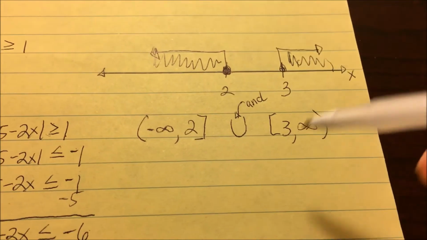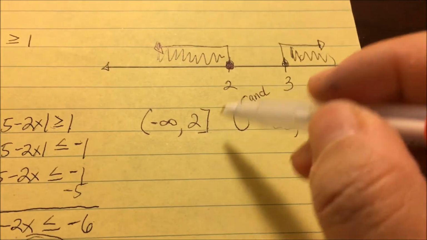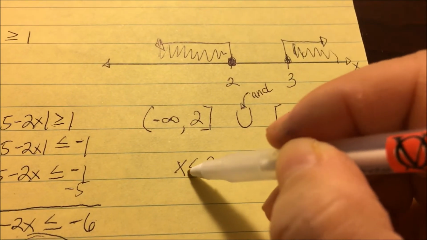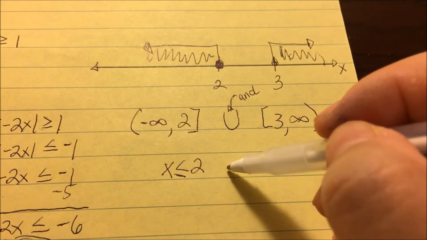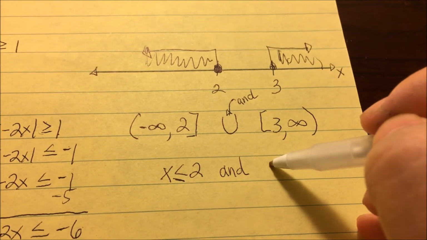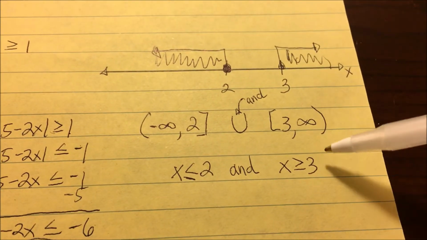The other way to write it is with the inequality sign. So with the inequality, you'll probably have to split that up. You have to say then x is less than or equal to 2, and then you can do and, I guess we'll have to spell it out, and x is greater than or equal to 3. So there's two ways to do that one.